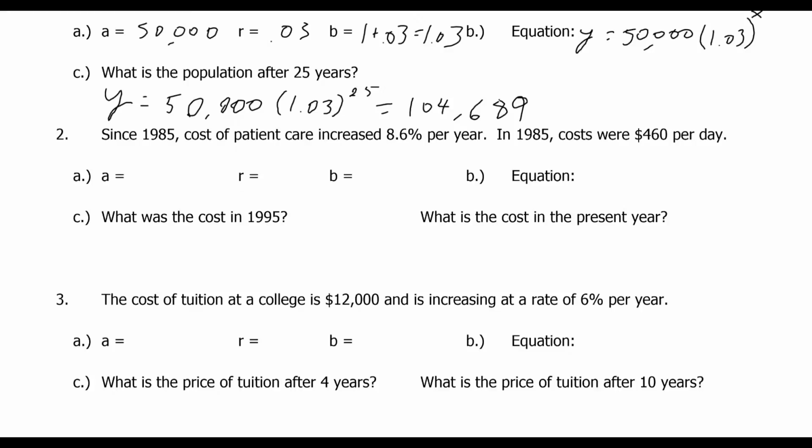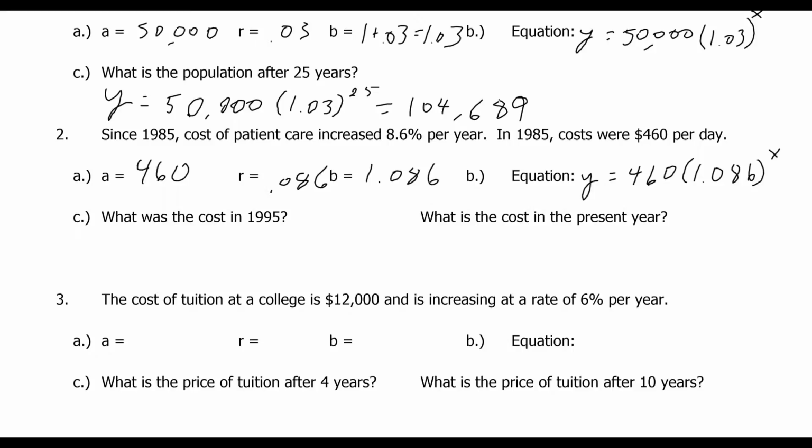Now, let's see. What are we going to do? Well, A is going to be 460. R is going to be 0.086. B is going to be 1.086. And our equation is going to be y equals 460 on the outside of 1.086 raised to the x power.